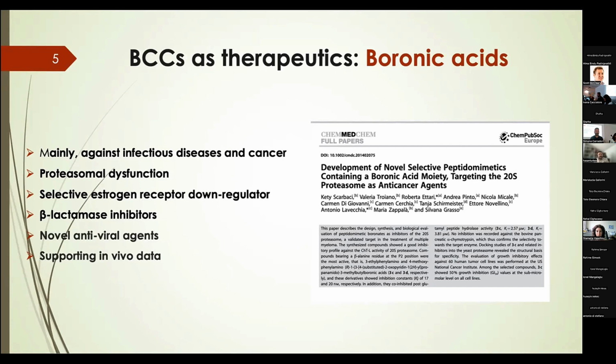Boronic acid compounds have also been widely used in the design of, interestingly, beta-lactamase inhibitors. The use of boronic acid-containing compounds as beta-lactamase inhibitors has a huge advantage over commercially available beta-lactamase inhibitors, very well known ones like clavulanate or tazobactam. Really, these boronic acid-containing compounds have been shown to be more active than these commercially available ones.